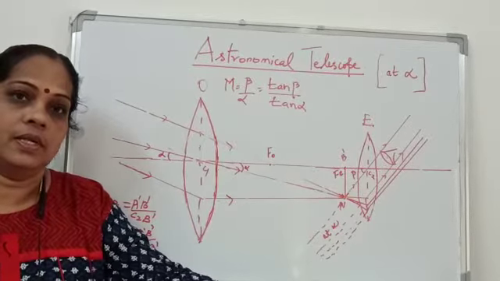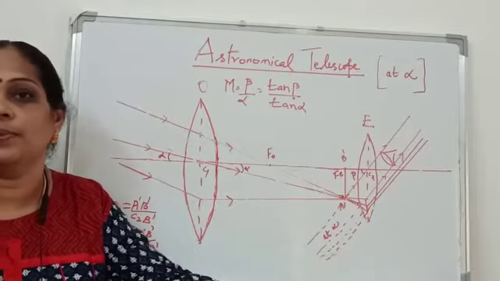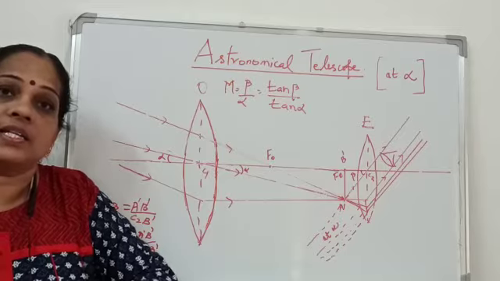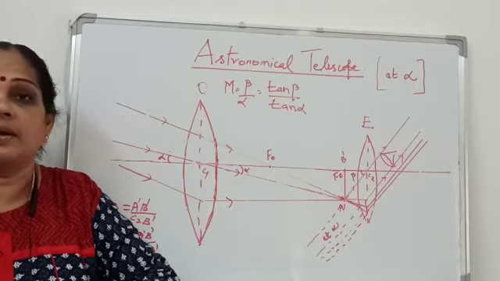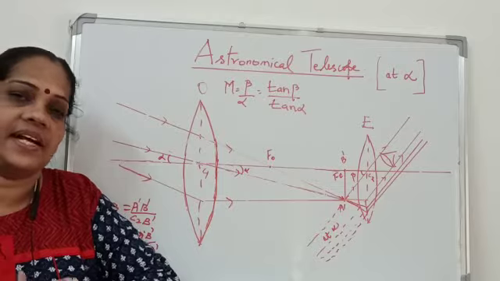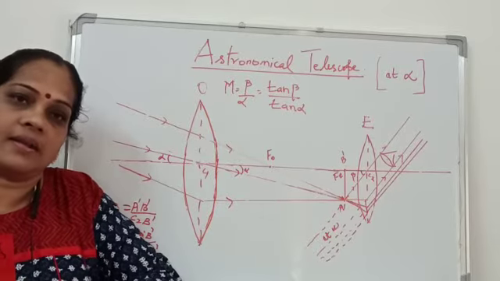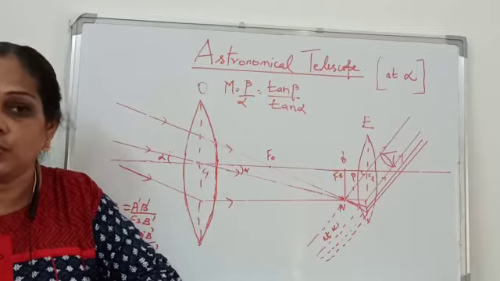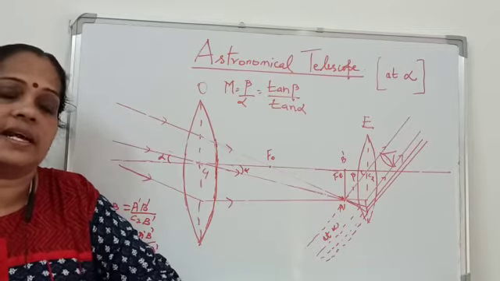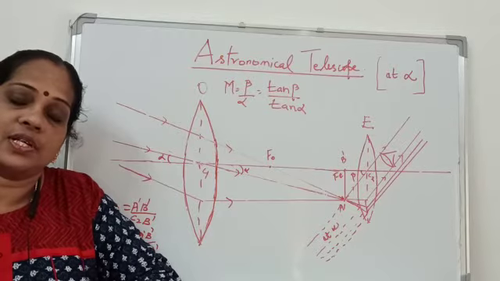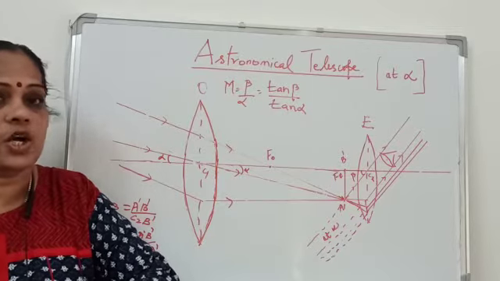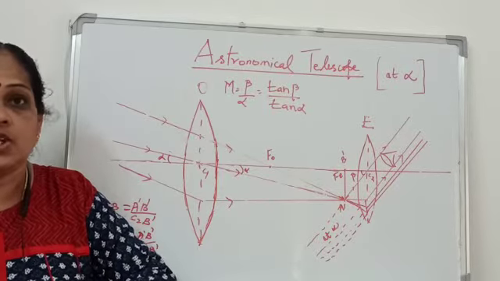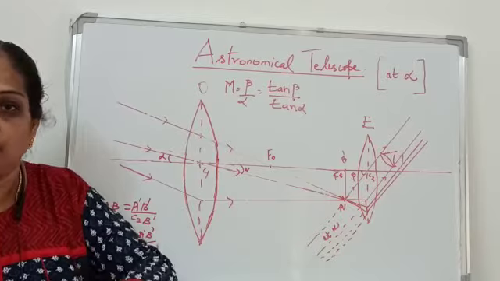We'll go to the next topic, that is telescope. Telescope is an optical instrument and it is used to view the images of distant objects very distinctly. Depending upon its usage, if it is used to view the objects on the earth, it is called a terrestrial telescope, and if it is used to view the objects in space, it is called an astronomical telescope. This astronomical telescope is what we are going to study now.